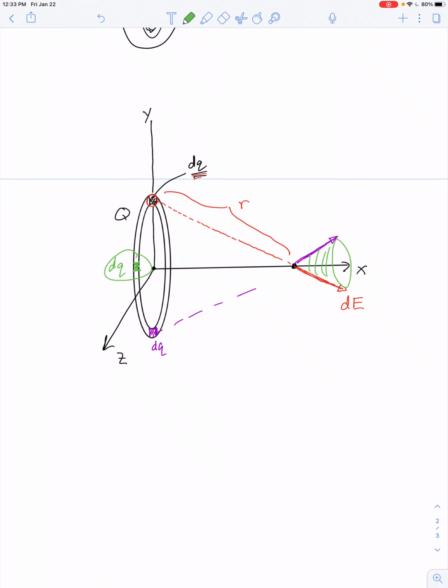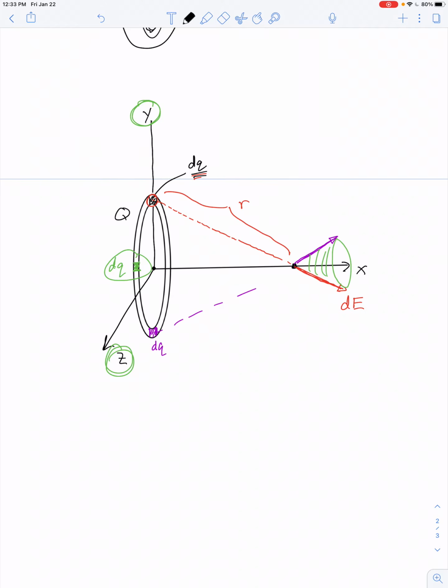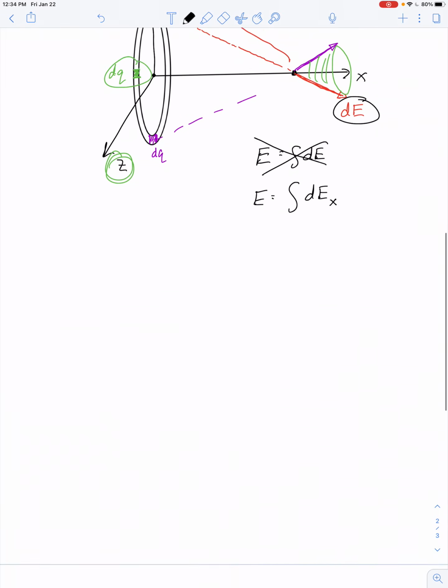Because of that symmetry, all of the components on the y and z axes are going to cancel out, and all you're going to be left with are components that add up along the x-axis. So if we want to find the total electric field in this case, we don't need to add up all the dE. What we need to do is add up just all of the x components of these contributions to the field. So let's draw this again one more time.